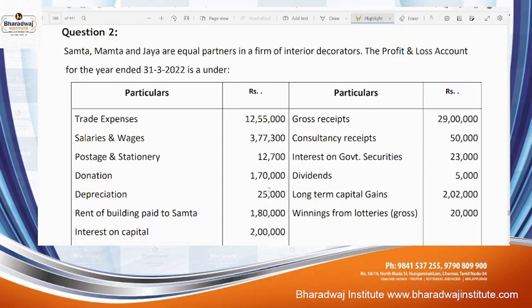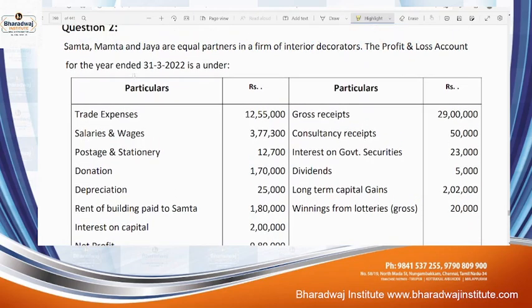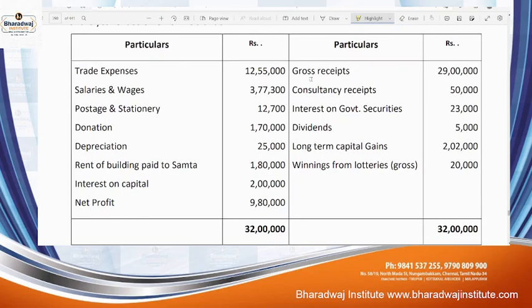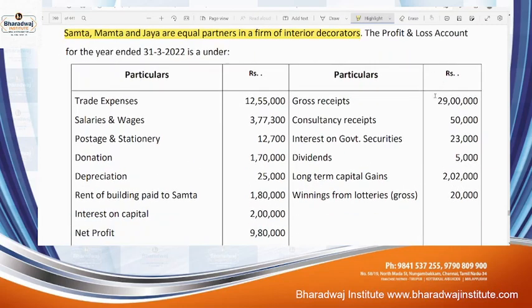Read question number 2, Parul. S, M, J are equal partners in a firm of interior decorators. The P&L account is given for the year ending 31st March 2022. What is given to us? Gross receipts 29 lakhs. Consultancy receipts are given. Look at interest on government securities: under which head will it come? This will be eliminated.